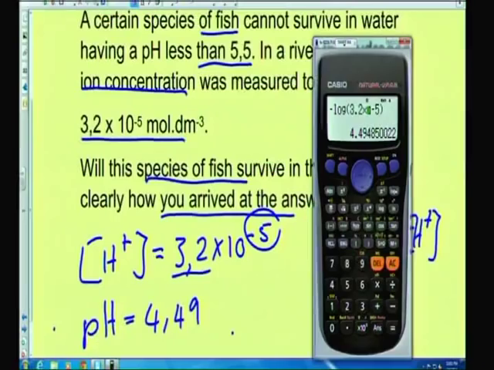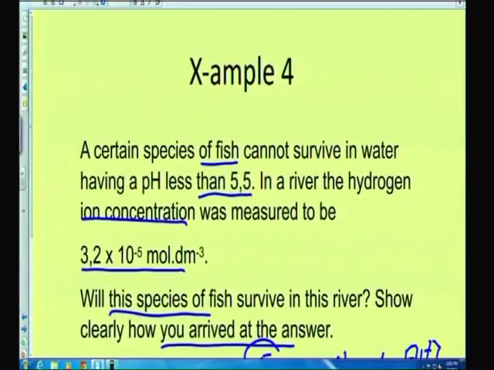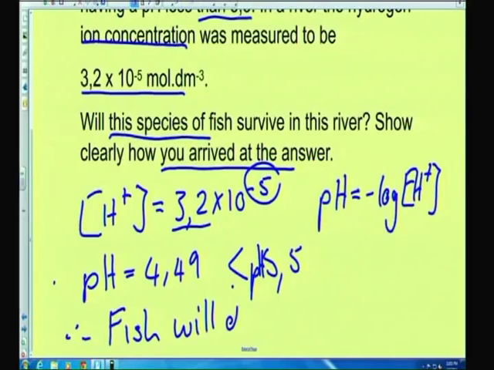Now, have we answered the question? No, the question said, please note, will the species of fish survive? So what's our answer? We've done the calculation. I didn't substitute in entirely, but I did it on the working. What we recognize is we've got a lower pH. We need to recognize this is a lower pH. This is less than a pH of 5,5. So the fish, therefore, the fish will not survive. This river is too polluted.